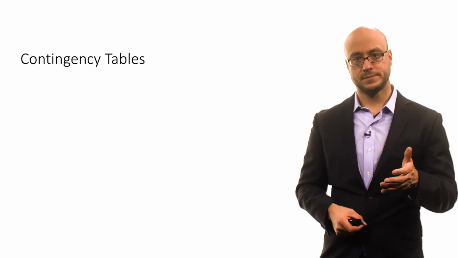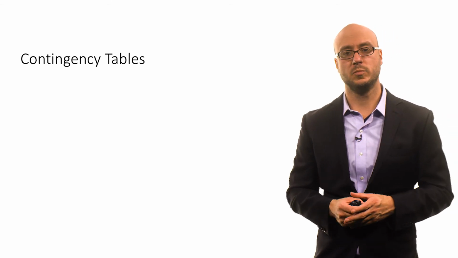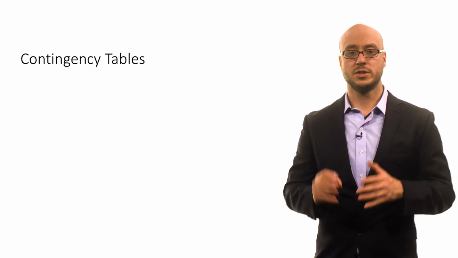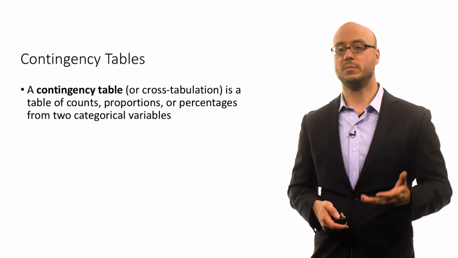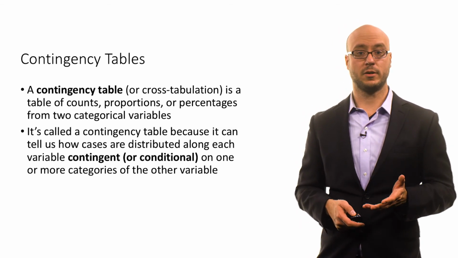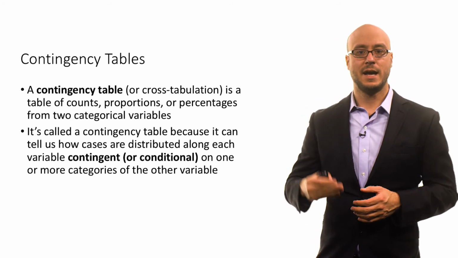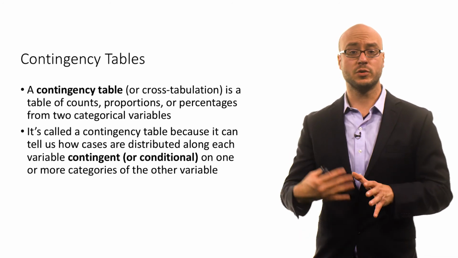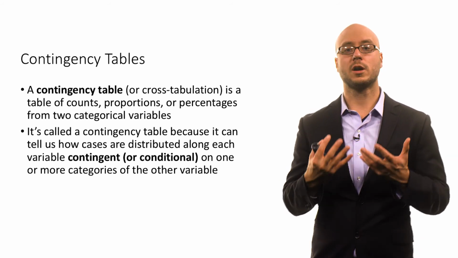As well with categorical data, besides visualizing categorical data with bar graphs and analyzing with frequency tables or relative frequency tables, when you have two categorical variables, you can create something called a contingency table, sometimes known as a cross tabulation. It's just a table of counts, proportions, or percentages from two categorical variables. The reason it's called a contingency table is because it can tell us how these observations or cases are distributed along each variable, contingent or conditional on one or more categories of the other variable. So you can really work a lot with a contingency table.